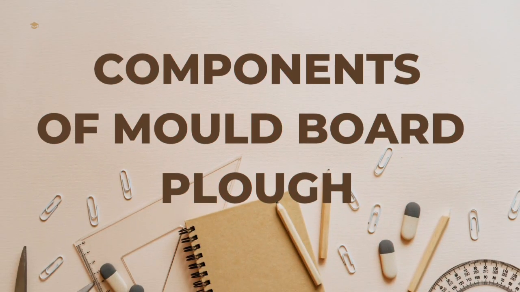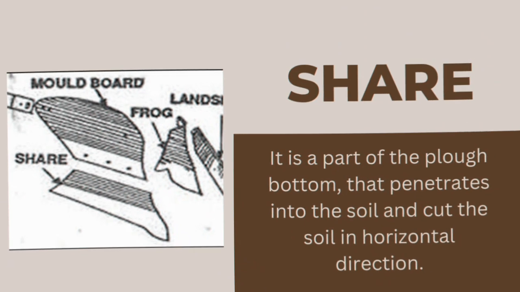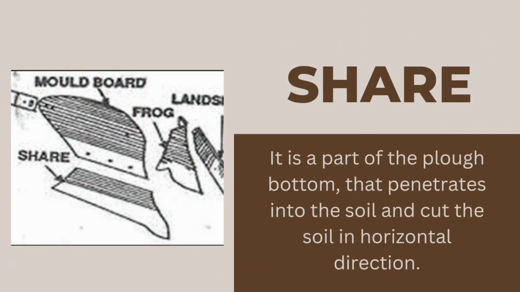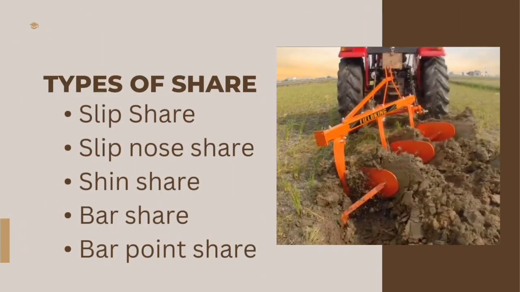Components of moldboard plow. Share. The share is a part of the plow bottom that penetrates into the soil and cuts the soil in the horizontal direction. It is a sharp, well-polished, and pointed component. Different types of share: slip share, slip nose share, shin share, bar share, bar point share.